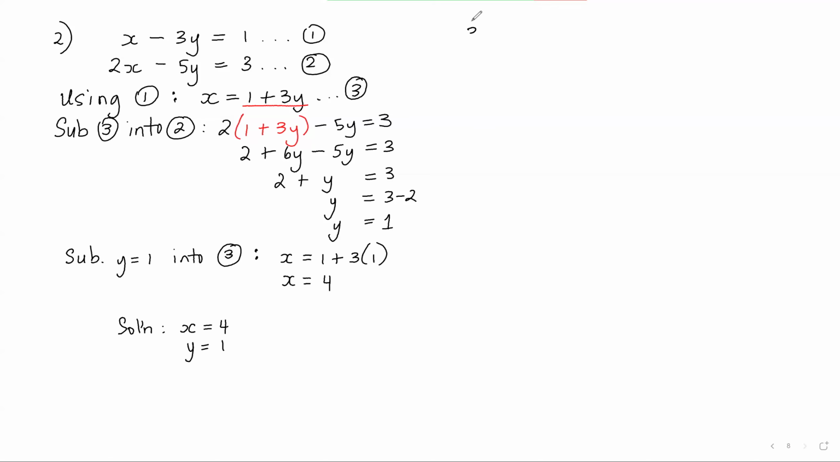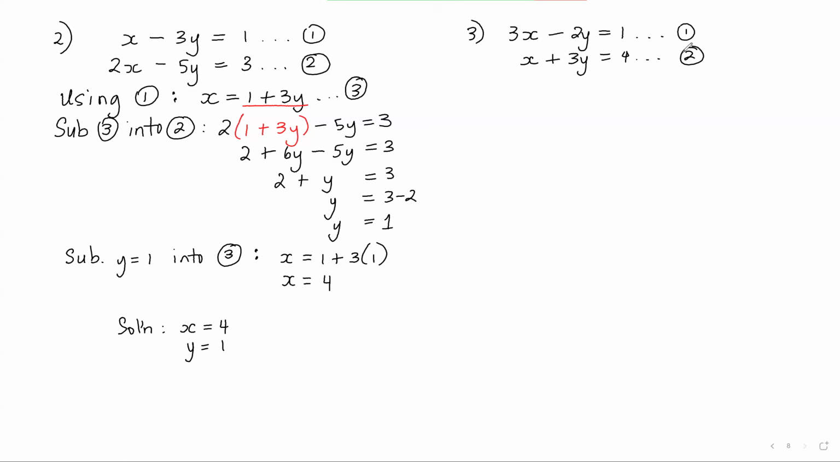Let's say we have 3x minus 2y is equal to 1, and then x plus 3y is equal to 4. So first things first, I'm going to label my equations. This is equation 1. This is equation 2.